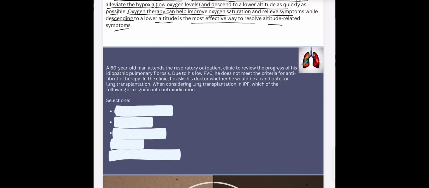Next question. A 60-year-old man attends the respiratory outpatient clinic to review the progress of his IPF. Due to his low FVC, he does not meet the criteria for antifibrotic therapy. In the clinic, he asked his doctor whether he would be a candidate for lung transplantation. When considering a lung transplantation in IPF, which of the following is a significant contraindication? So this question is basically asking about IPF patient lung transplant contraindication.